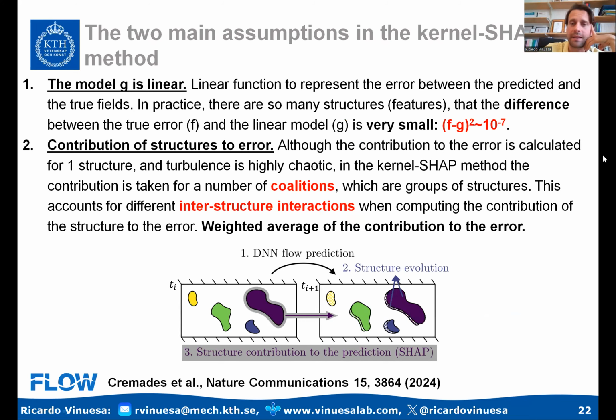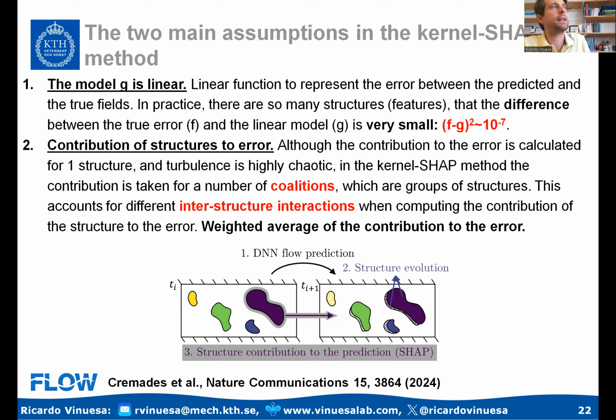And the reality is that the difference between f and g squared, so between the real error and the linear model of the error, is of order 10 to the minus 7, where the fluctuations are of order 1, which means that in principle, we have so many extractors that even if we look only at the leading contribution to the error, we don't look at cross-extractor interactions to that error, it is still accurate enough. So that's in principle good.